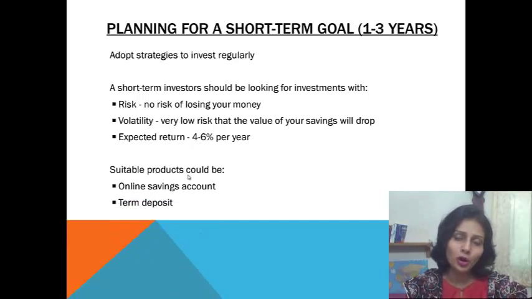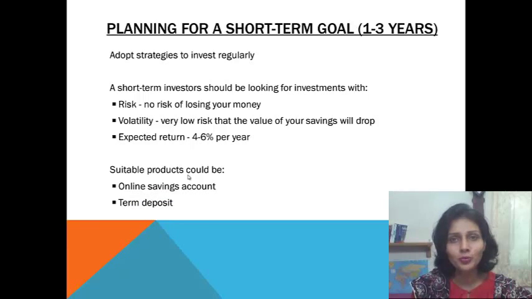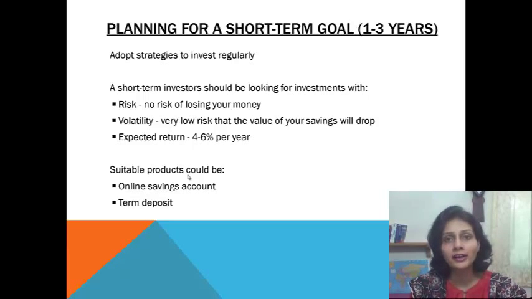The suitable products for a short-term goal would be just keeping the money aside in your savings account, or to invest in a term deposit. You should keep the money aside in your savings account if you're not sure about when you may need to take out the money. But if you are sure of the time period, if you know that you may need the money only after 1.5 years or at the end of 2 years, then you can consider putting your money in a term deposit. Both these options are safe, but both these options have low return.